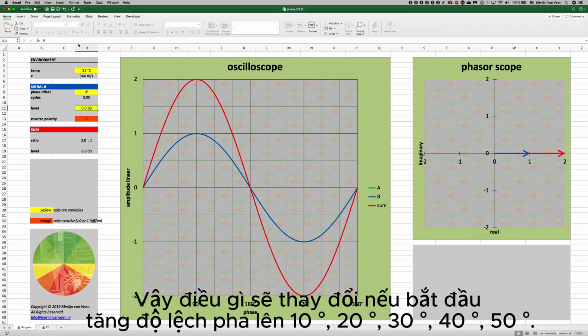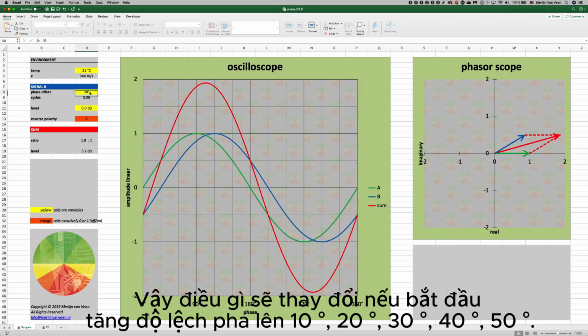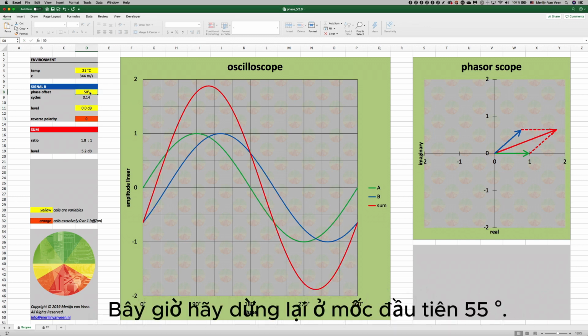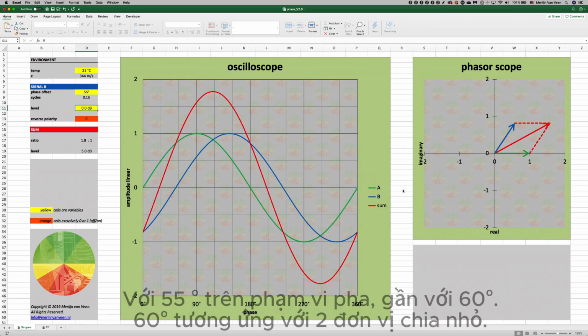So what changes if we now start to incrementally add phase offset? Maybe 10 degrees, maybe 20 degrees. Let's go to 30 degrees. Let's go to 40 degrees. Let's go to 50 degrees. Now let's stop at our first milestone, 55 degrees.